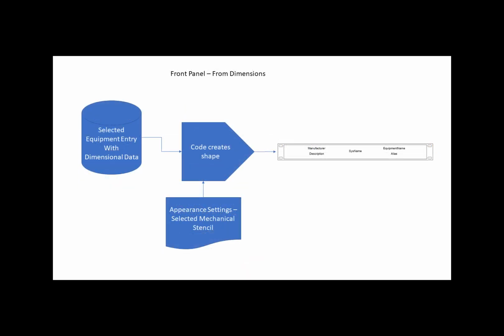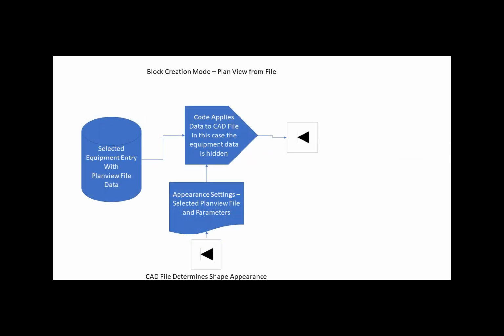When we're creating a front panel from dimensions, the code creates the shape. The appearance settings determine the stencil and actually how the shape is drawn. And our selected piece of equipment and its data, manufacturer, model, and so on and so forth, is fed into the device. When we're creating plan view files, we're going to get a file and we're going to apply the data from the database to hidden attributes within the file.